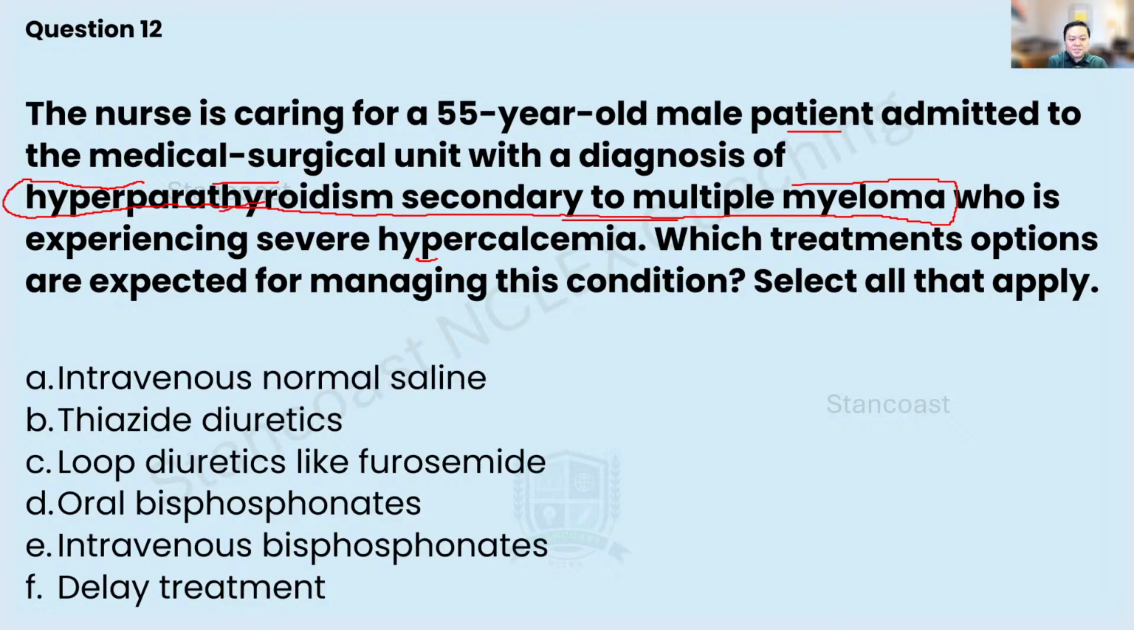Which treatment options are expected for managing this condition? Select all that apply. Is it A, IV normal saline, B, thiazide diuretics, C, loop diuretics like furosemide, D, oral biphosphonates, E, intravenous biphosphonates, F, delay treatment? Your patient has hyperparathyroidism caused by the multiple myeloma, and they also have the hypercalcemia. So which of these options are appropriate for the treatment?